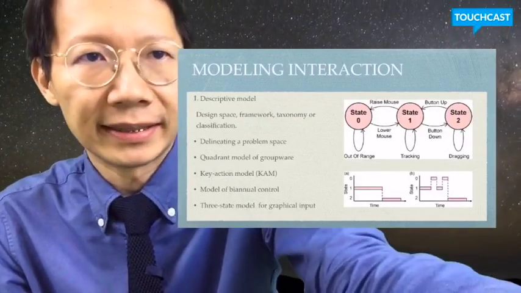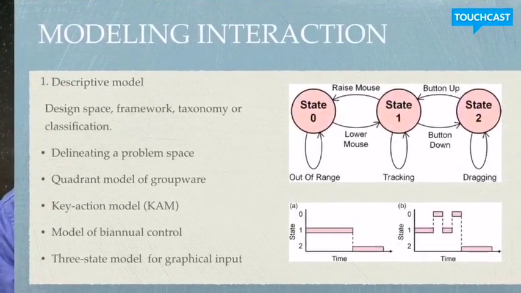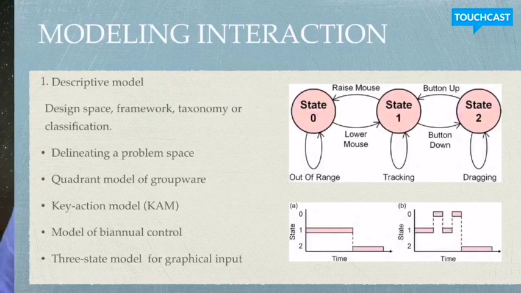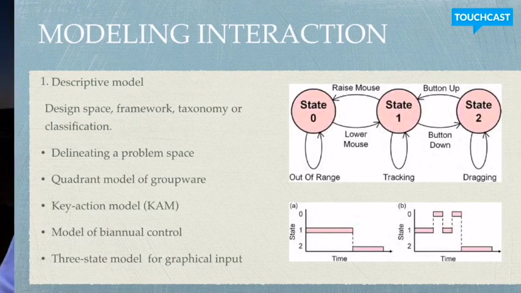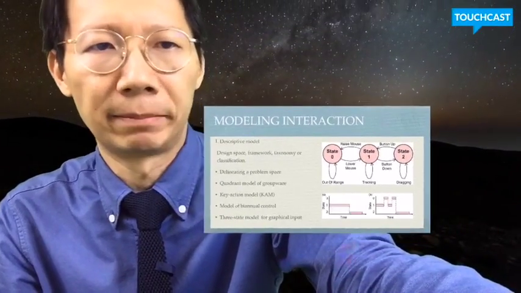For the model of interaction, they have two types of model. One is called descriptive model. It is a space framework, taxonomy, or classification, like the problem space and KAM, key action model. As you can see, it can be drawn as a diagram here.